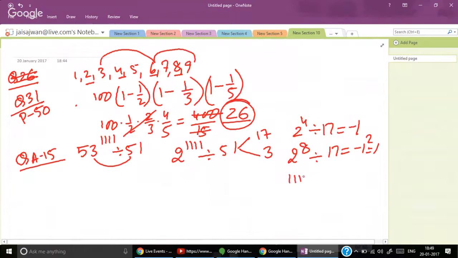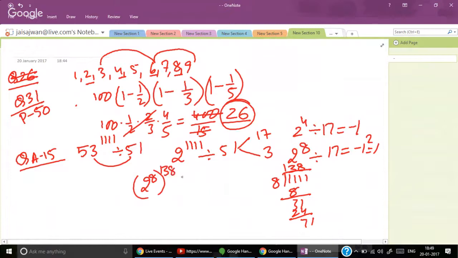So I need to divide this 4 times 1 by 8. So 8 ones are 8, 8 threes are 24, and 8 nines are 72. So it is 138. I will say this number is 2 to the power of 8 to the power of 138, and 7 is the remainder. That is 2 to the power of 7. When divided by 17, what is the remainder? This leaves a remainder of 1. We have already seen from here. The remainder was 1. So I'll write remainder 1, and this is 2 to the power of 7.